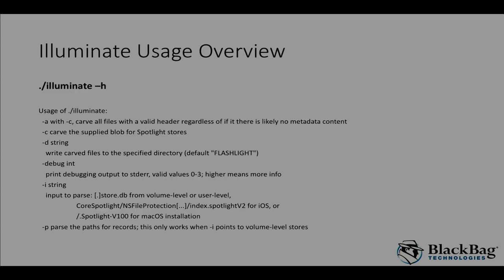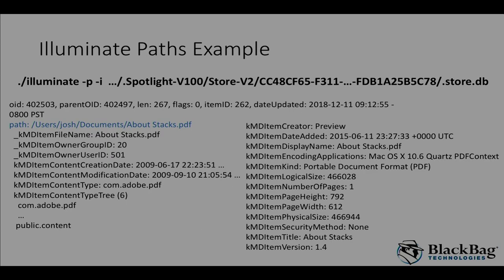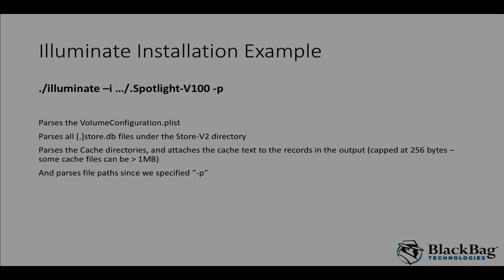Usage overview, we don't need to dig into this because I have some examples, but you can give it a store file, you can give it a Spotlight-V100 directory, you can give it an iOS thing, you can give it a blob and tell it to carve. It'll do paths for you, so it'll give you the metadata attribute and all the stuff, but also the path of the file.